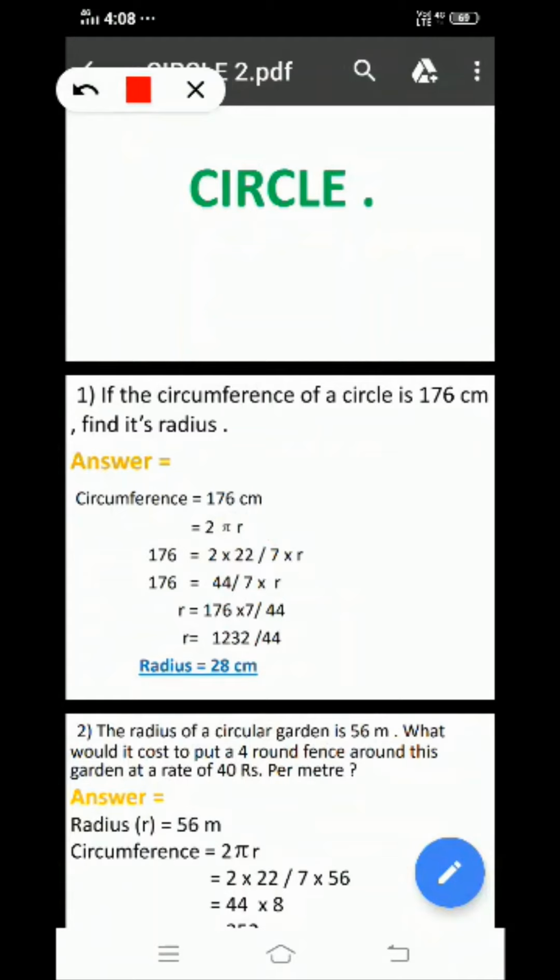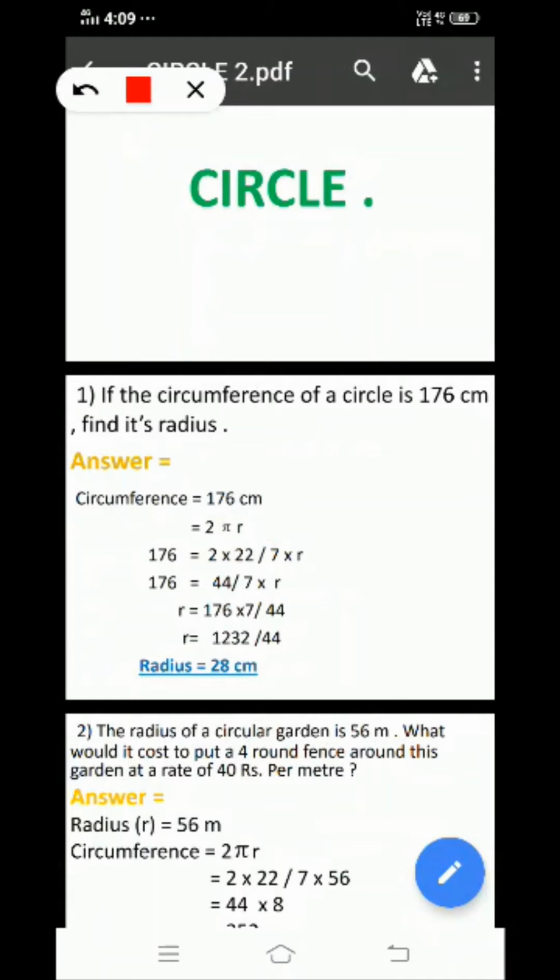Next step is what? 2 into 22 is how much? 44. 44 upon 7 multiplied by r. Now you have to find out r. I have to shift 44 upon 7 to the left hand side, which means it will be the reciprocal, 7 upon 44. You can shift any number to the left hand side or to the right hand side: the denominator becomes numerator and numerator becomes denominator. Now 176 multiplied by 7, the value is 1232 divided by 44. If you do this division, you will get the answer 28 centimeter.